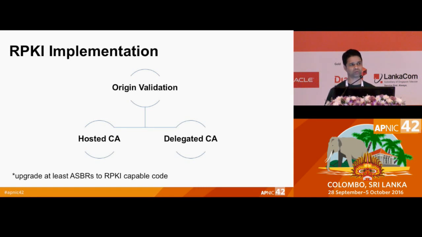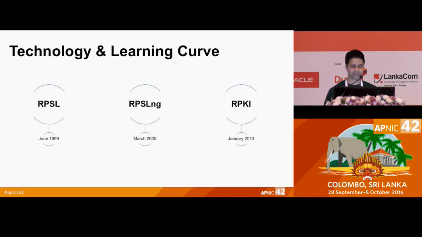And when you have all those ROAs, at least when you do the validation, you need your ASBR or border gateway router code to support RPKI, otherwise you can't do the validation. So the way we are going, there's a learning curve all the way. We tell our members, okay, 10 years back, RPSL would do it. After a couple of years, we say we have IPv6, so we have RPSL NG, that's also good. And for 5 years, we've been saying RPKI.